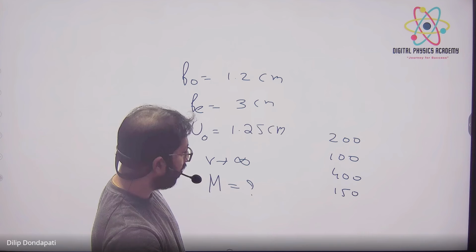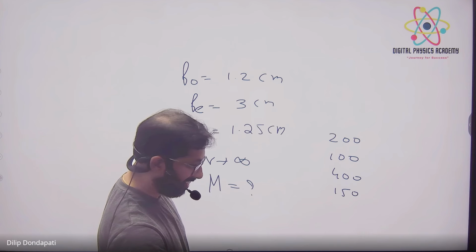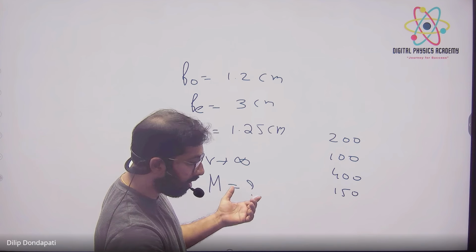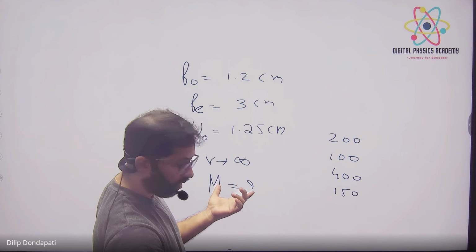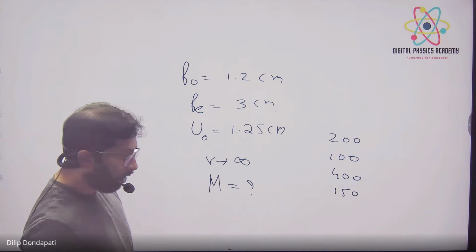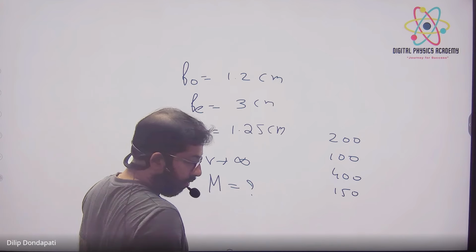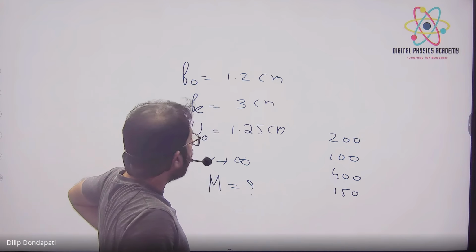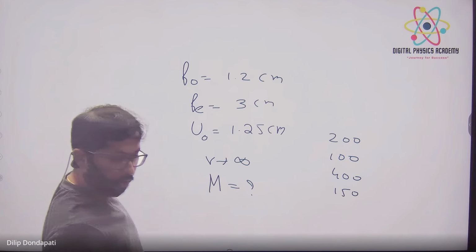150 is there, but it's the wrong answer. This is the minimum magnification, and we need the maximum magnification. Minimum magnification, right? You know VO? No, you don't know VO. You have to find VO first.